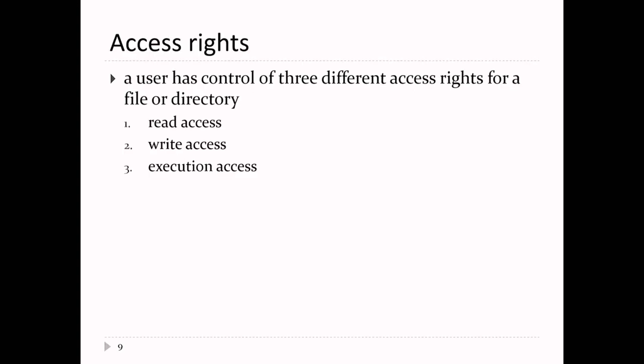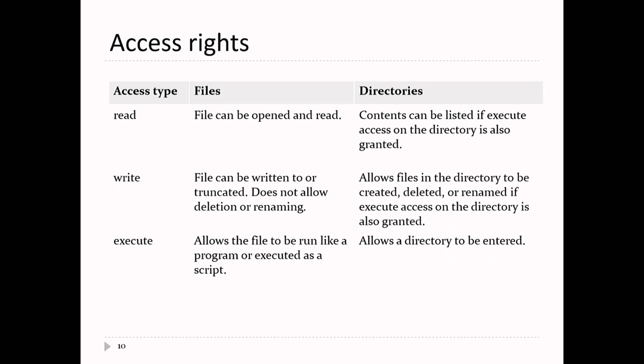A user has control of three different access rights on their files and directories that are owned by them. A user can control read access, write access, and what's called execution access on files and directories. So a user can adjust three different permissions. These are what the access rights give you. The access rights, if they're applied to a file, have a different meaning than the access rights applied to directories. So let's just look at regular files.